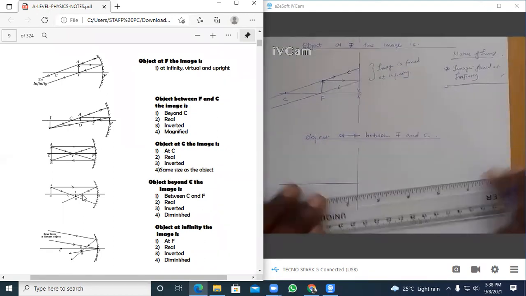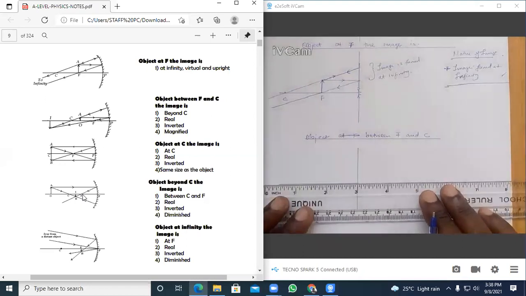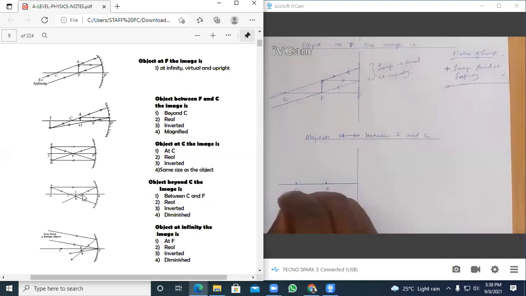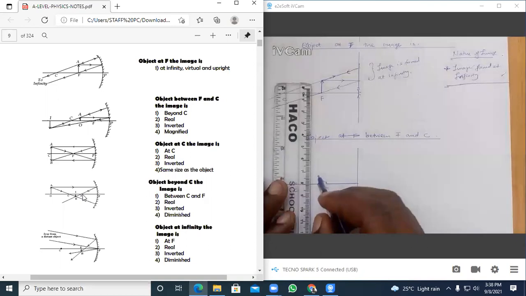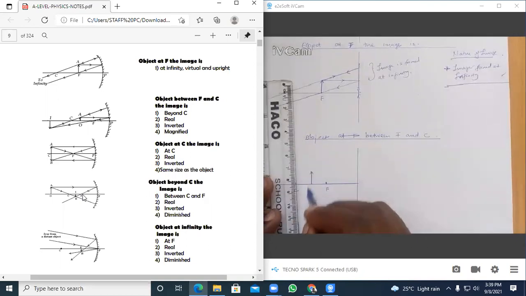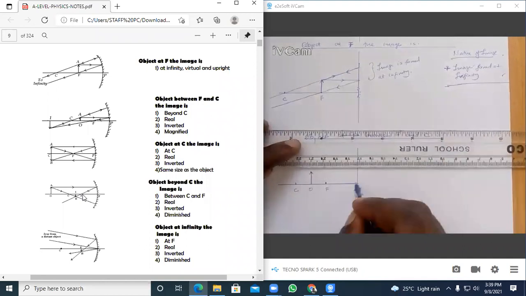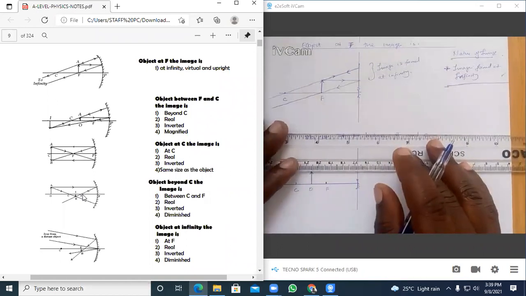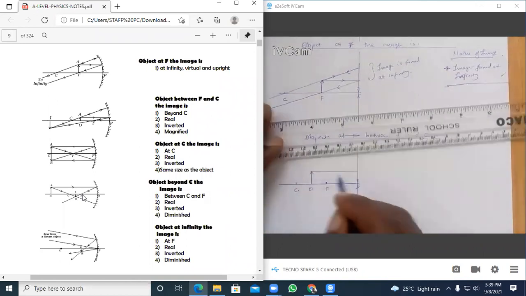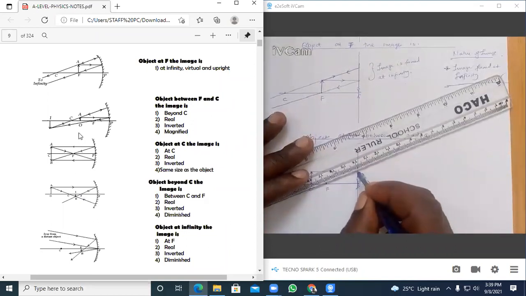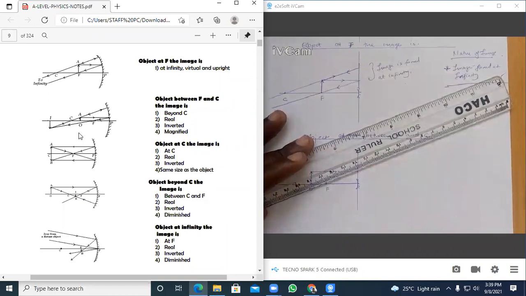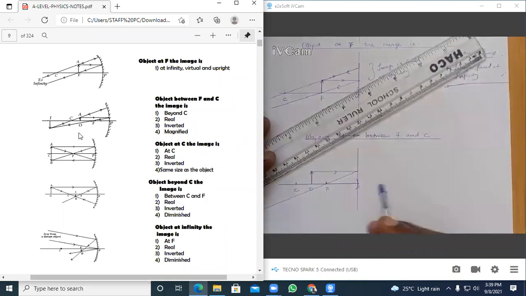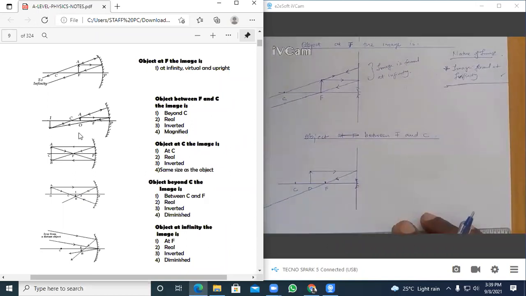So image between F and C. I'll come and draw my F and C. So I'll put here a ruler. So this is F, this is C. So between F and C, I'll put my object here. This is the pole. I'm dealing with a concave mirror. The first ray is this one. Then it is reflected along like that. So it becomes a ray with arrows.